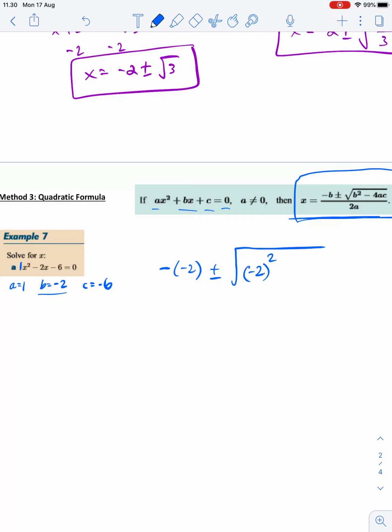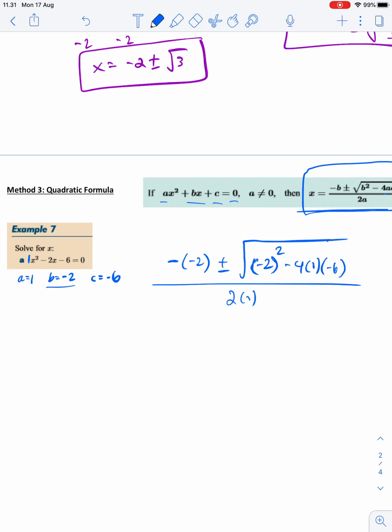Then -4 times a, which is 1, times c, which is -6, all over 2a, boom. And that's what x equals. It's just as simple as simplifying. So negative times negative gives me positive, plus or minus. Now I have 4 plus 24, over 2 times 1. X equals 2 plus or minus the square root of 28, over 2.